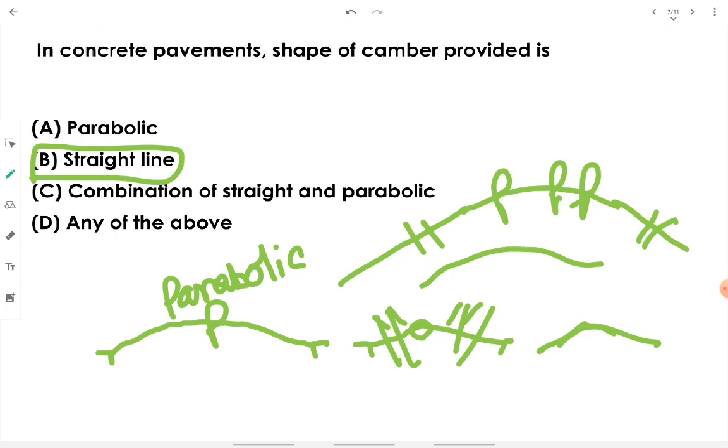It looks something like this. I am just exaggerating this diagram, it won't look this much. This is the kind of cross slope they have when they are laying a concrete pavement. It is not this much. All right, enough for camber.